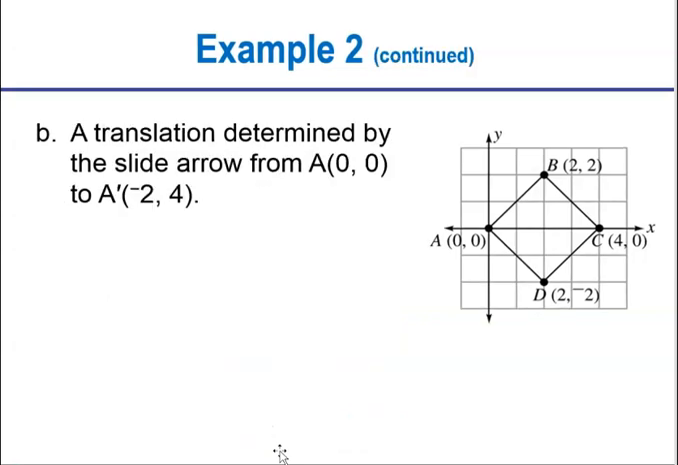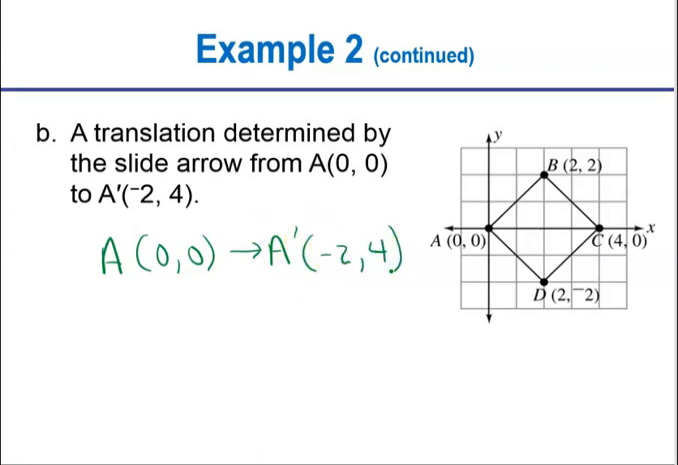Now part B: a translation determined by the slide arrow from A (0, 0) to A prime, which is negative 2, 4. Okay, now this is supposed to be a completely different problem. This is just a different way of depicting a translation. So it's saying that 0, 0 is going to change to A prime, which is negative 2, 4.